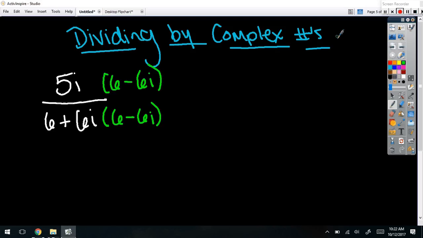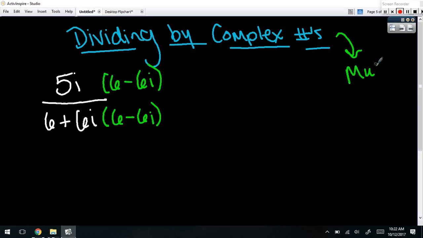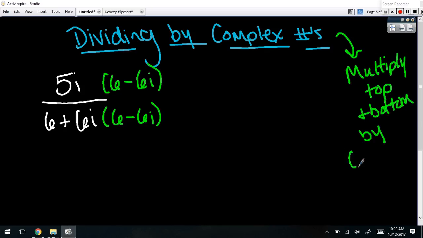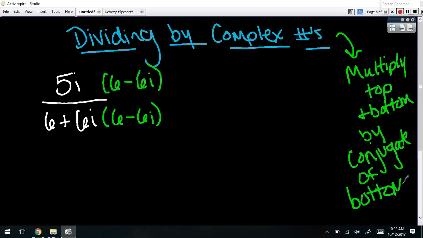All right, so if you're dividing by complex numbers, you must multiply the top and bottom by the conjugate of the bottom. I'll give y'all a second to copy that before we work through this. So let's work our way through it and see what happens.